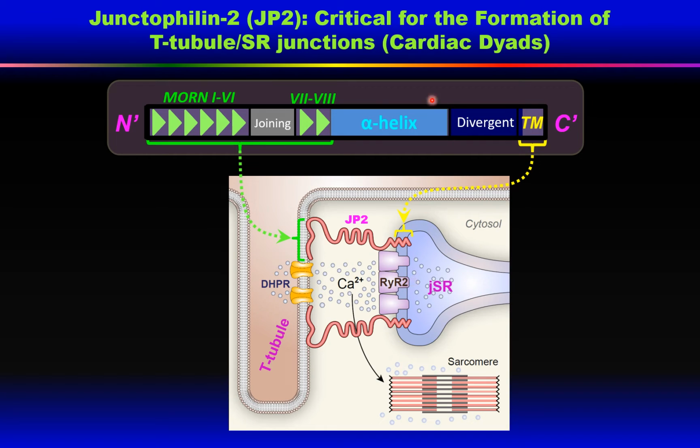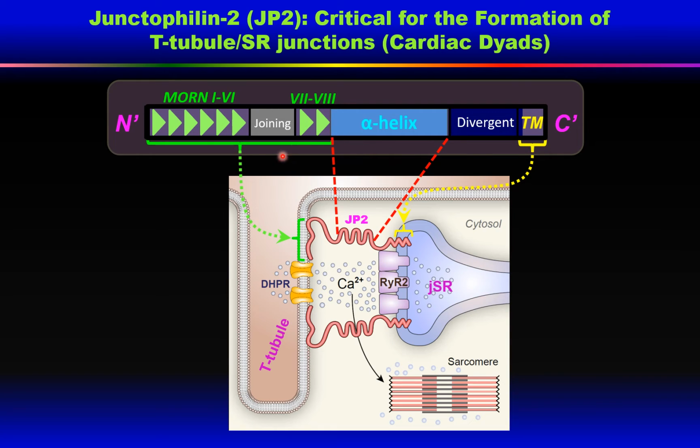In between them, Junctophilin-2 contains an alpha helix domain, which is thought to determine the distance of the junctional coupling. But our recent work shows that this alpha helix domain encodes a stress-adaptive transcription regulator.